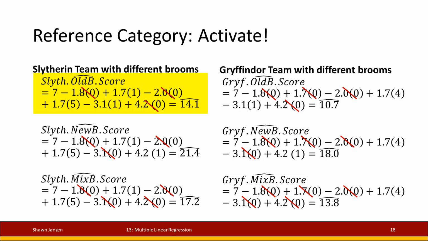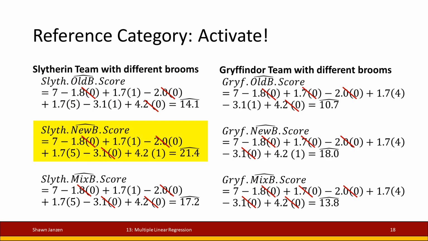Then the coefficient for new brooms. Well, if we're using the old brooms, we're not using the new brooms, so that's 0. So what we're going to have here is the zeros are going to cancel out. We're going to add up what's across after we multiply, and we're going to get a predicted amount for the Slytherins with old brooms at 14.1.